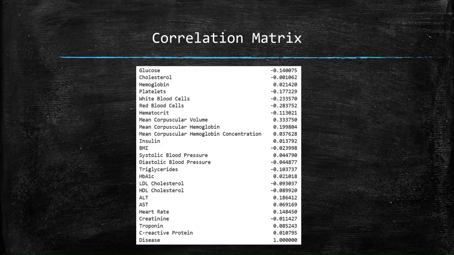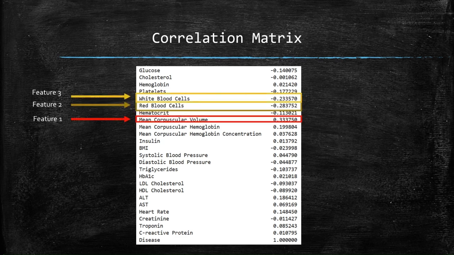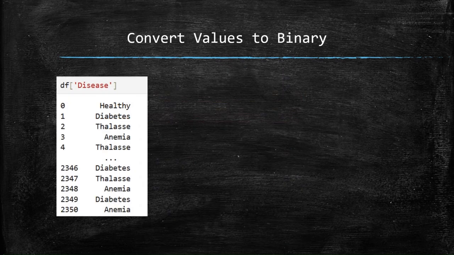We start by observing the correlation matrix. The correlation matrix gives us values in order to indicate that this feature is related with that extent to the disease. We choose the highest correlated features, which are the mean corpuscular volume, the red blood cells, and the white blood cells. We attempt 3 trials, one involving the 3 features, one involving the highest 2 correlated features, and the last one involving just the highest correlated feature, which is the mean corpuscular volume in this case. We observe the one that leads to the best accuracy.